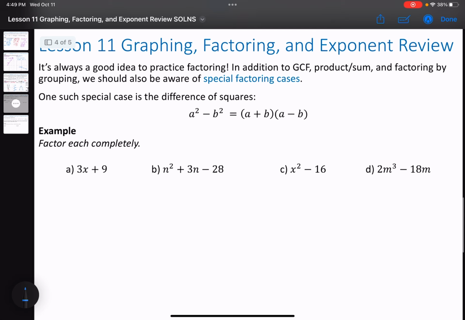Cool. All right, now we're getting to the fun stuff. All right, if you had fun with those last examples, you're going to really have fun here. All right, we're just going to review a little bit of factoring.